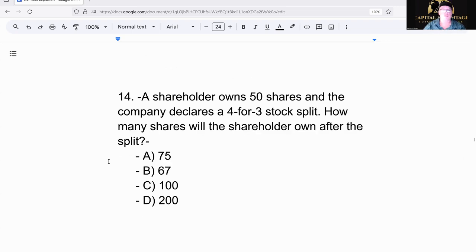A shareholder owns 50 shares, and the company declares a 4-for-3 stock split. First thing, 4 divided by 3 gives me 1.33. I'm going to multiply that times the shares, times 50. That gives me 66.6666, which is really rounded up to 67.